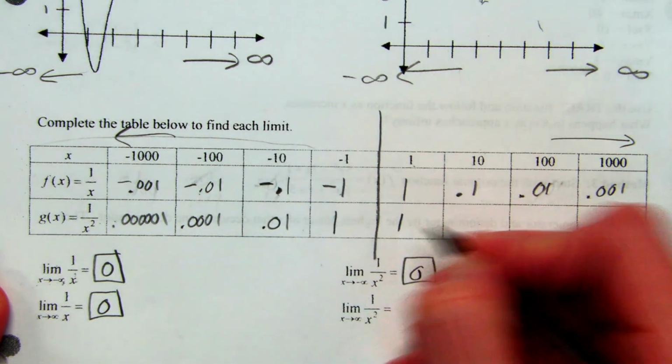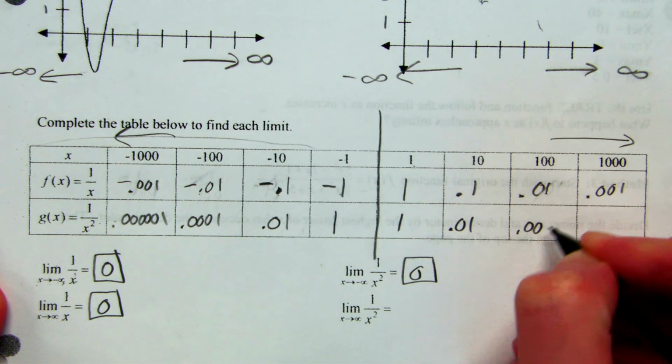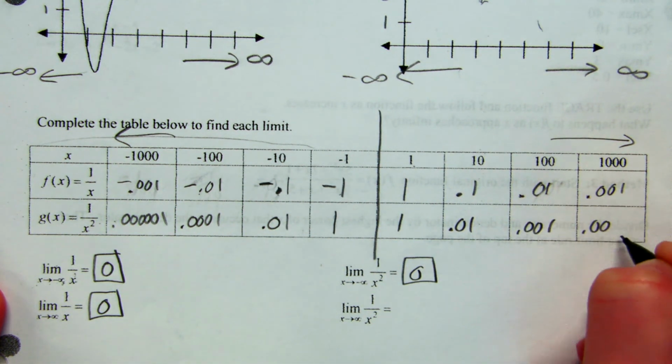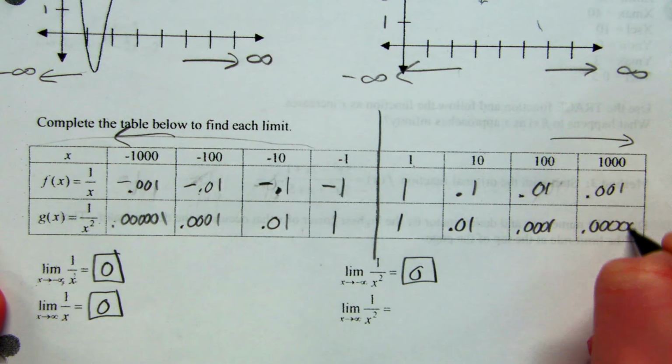And then these are going to go to 0 even faster. You guys are messing with me. Let me make sure I'm getting enough zeros in here.